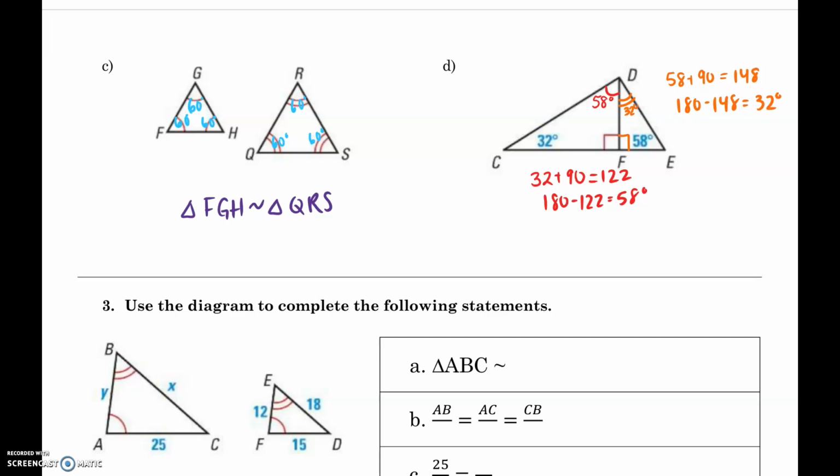So now looking at all of my angle measures, I can see that all three pairs of corresponding angles are congruent. So I can conclude that my triangles are similar. Triangle CFD is similar to triangle DFE. Remember, order matters, so we have to match up our corresponding congruent angles.